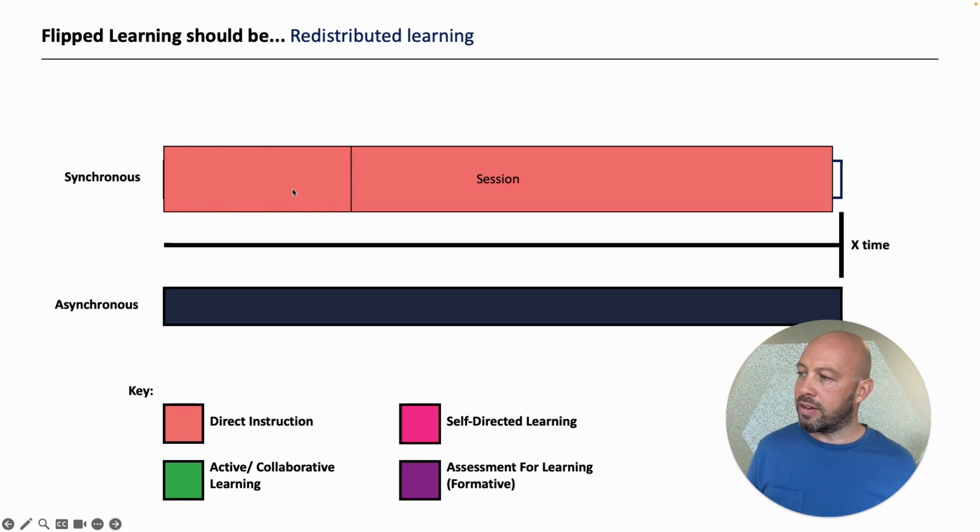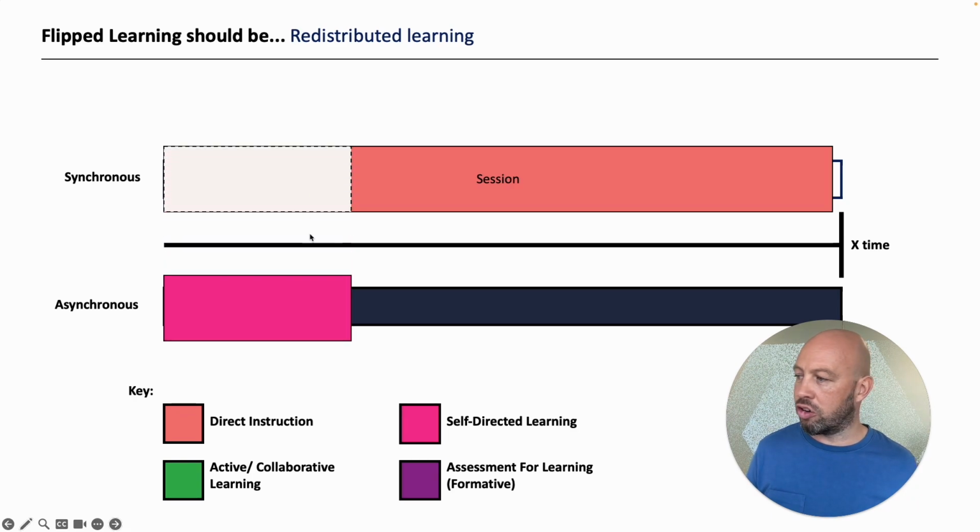Now, we might see a proportion of the session is actually best delivered or best achieved in the asynchronous, self-directed, flexible online learning space. To understand what has been understood during this asynchronous content, we must link it to some formative assessment or assessment for learning.